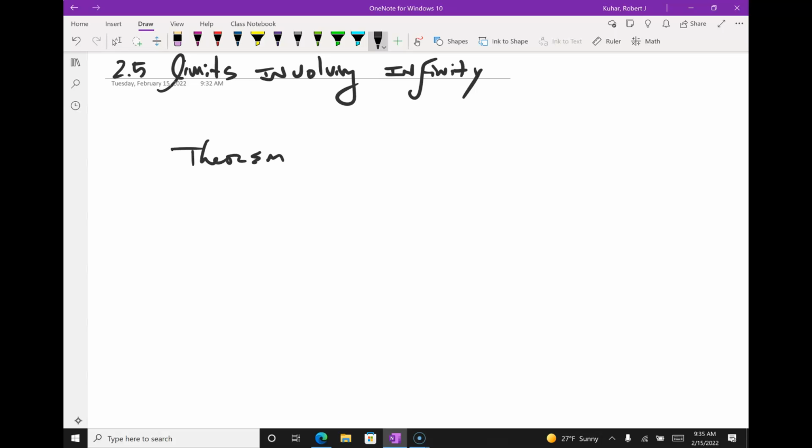The theorem says if n is a positive integer, if n is greater than 1, then the limit as x goes to plus or minus infinity of 1 over x to the n is 0.